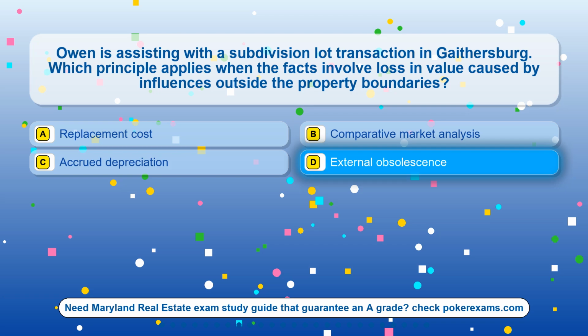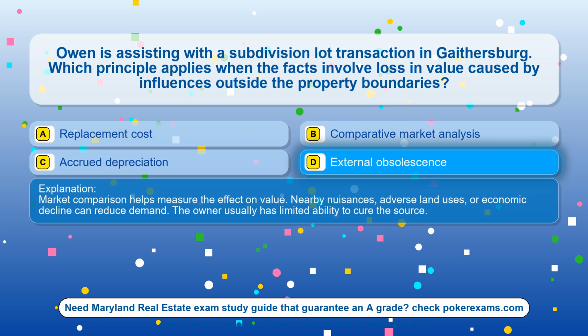The correct answer is option D, external obsolescence. Market comparison helps measure the effect on value. Nearby nuisances, adverse land uses, or economic decline can reduce demand. The owner usually has limited ability to cure the source.